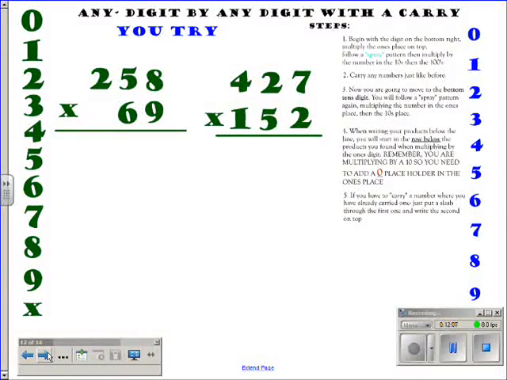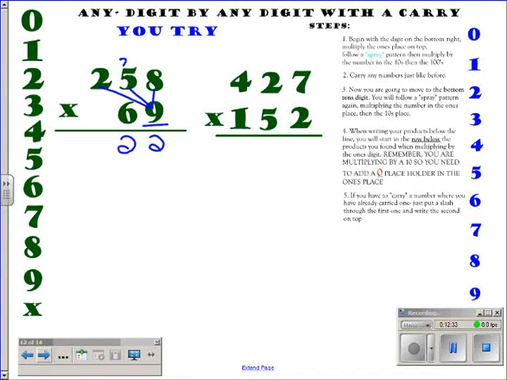Okay, you can use these steps to do any digit by any digit with a carry. So after you understand the spray and you understand the movement, you can do this with any problem. You always start lower right-hand corner. Do your spray. 9 times 8 is 72. Carry my 7, because it's a 2-digit number. 5 times 9 is 45, plus 7 is 52.